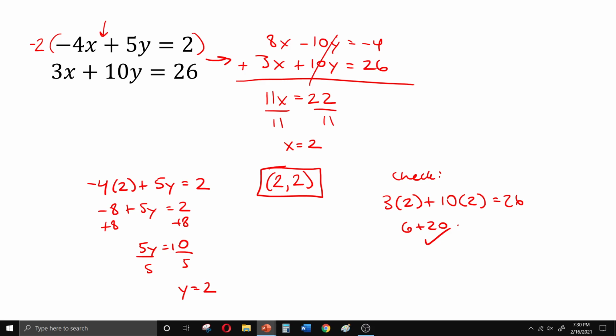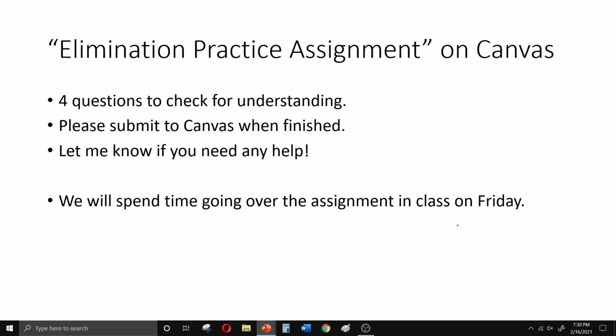And so I'd just like you to do an assignment to show me that you do have that understanding. All right, on Canvas, you'll find the elimination practice assignment. It is 4 questions. And it's, show me all the work, and please do the check as well, and submit that to Canvas when you're done. I'll take a look. I'll let you know how you're doing, if it seems like you understand or if you need help. All right, I'll try to give you that feedback.